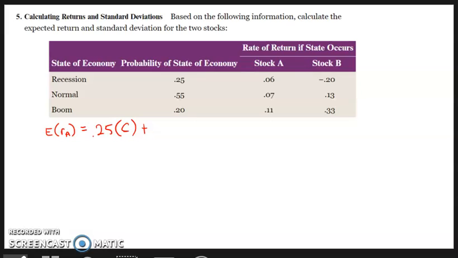The one thing to note is the exam questions, I'll work them the way I'm working these, and you'll be expected to enter percents. So then normal, if conditions are normal, we have a 55% probability and a 7% expected return. And then if we're in a boom, 20% probability and 11% expected return. Multiply those and add them up, and you get 7.55%.